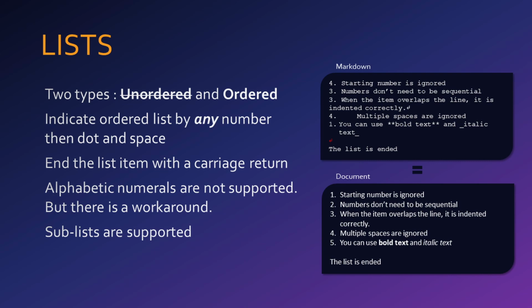Unfortunately, Markdown does not support alphabetic numerals out of the box, which are commonly used in legal documents. There is a workaround using styling, which I won't cover now, but let me know if you need help getting it working. I also won't cover sublists, which are lists inside lists. These are supported by Markdown, but they are not commonly used in legal text because it makes contracts unnecessarily complicated. I'll refer you to the documentation if you want to use sublists in your templates.